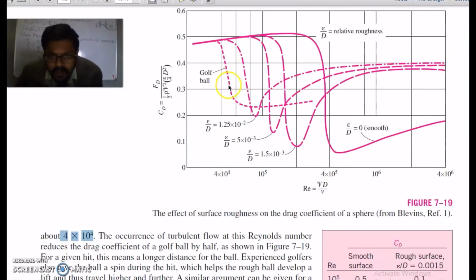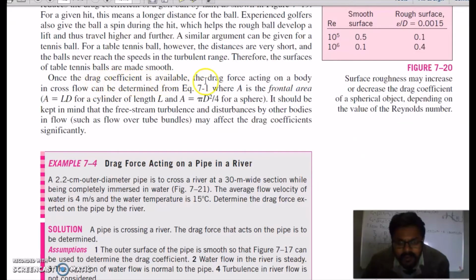So this is your golf ball. It operates in this region. You can see in the case of a smooth ball, the drag coefficient is 0.5, but in the case of the golf ball, which is in this region, you can see the drag coefficient is only 0.25, which is almost half that of a smooth ball.